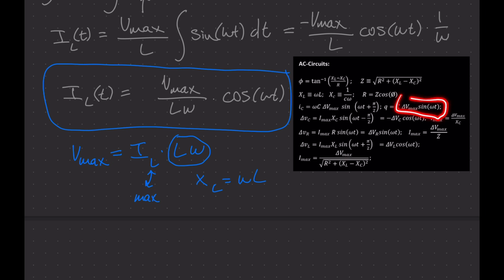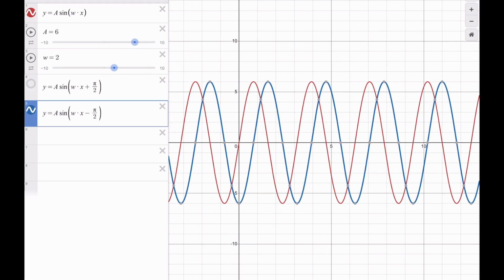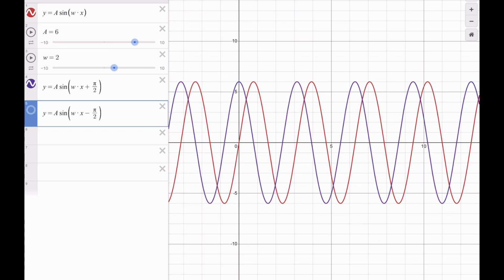If we apply that voltage to a capacitor, the capacitor is slightly ahead because of this minus pi over 2. When you have a minus pi over 2, it's ahead. So that's this blue one over here. You see how it's minus and it's slightly ahead of the red one? But when you have a plus pi over 2, it's slightly behind. You see how it's slightly behind the red one? So keep that in mind.